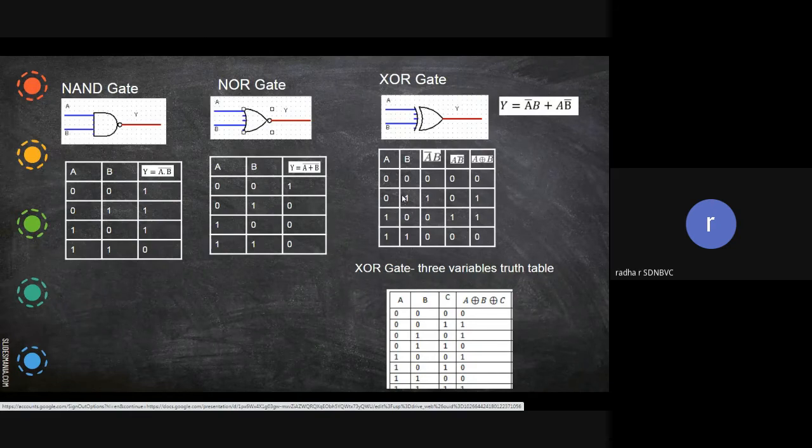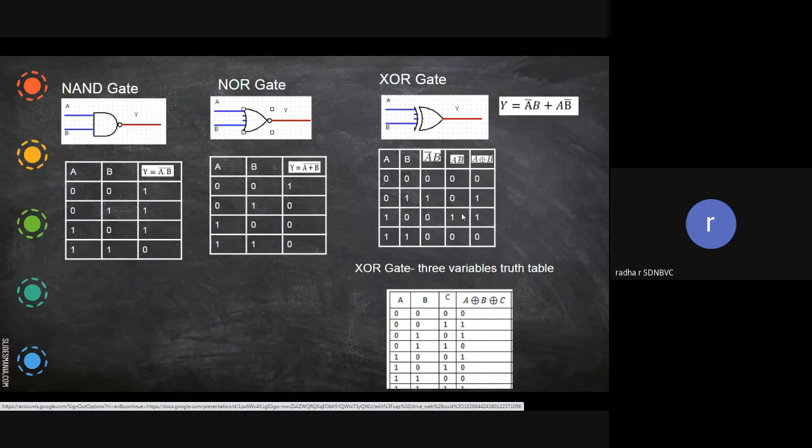Okay, we haven't come to 3 variables yet, but we have only 2 variables. Here 0, 1, only one 1, an odd number. 1, 1 is there, so its output is 1. Here 1, 0, so 1. Here there are two 1s. That is an even number of 1s in the input. That combination, the output is 0.